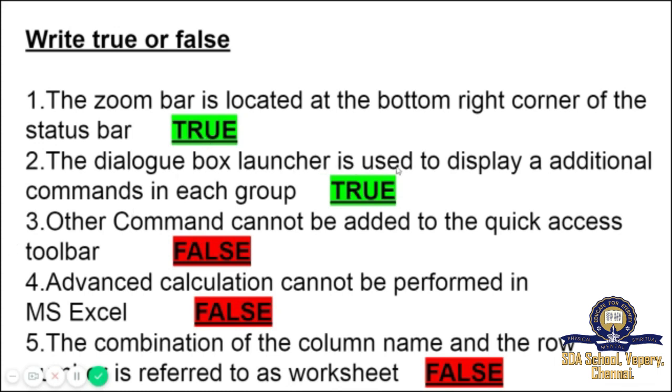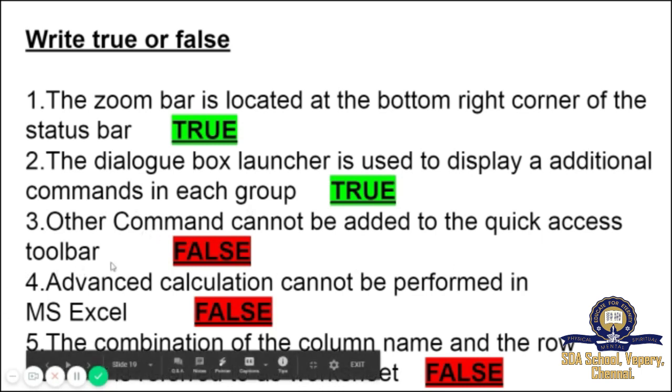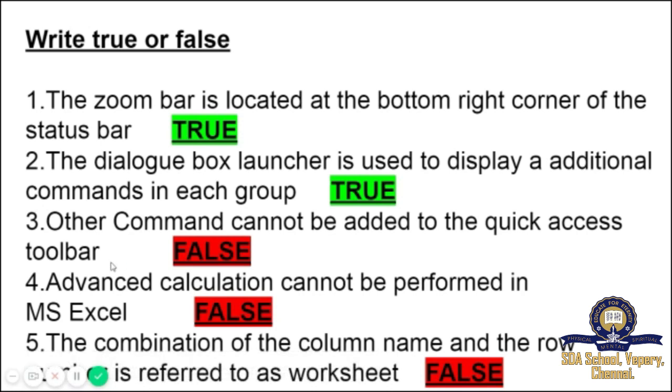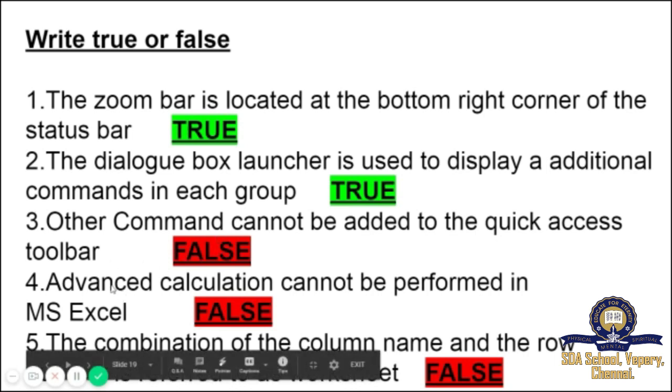The dialog box launcher is used to display additional commands in each group. Is that true? Yes, it is true. Then, other commands cannot be added to the quick access toolbar. Is that true? No, by default there are 3, but we can add n number of commands as per our wish. So the statement is false.